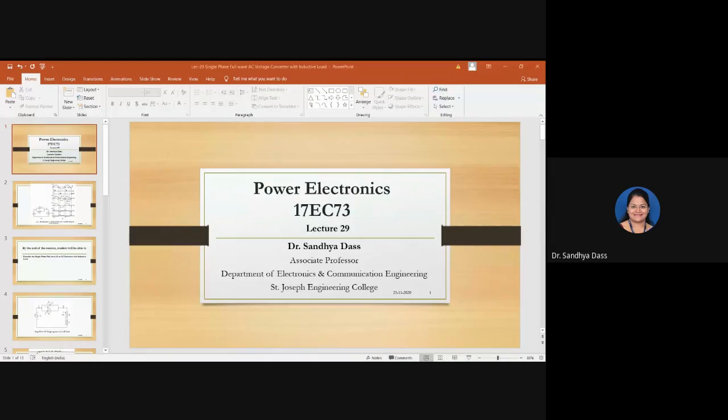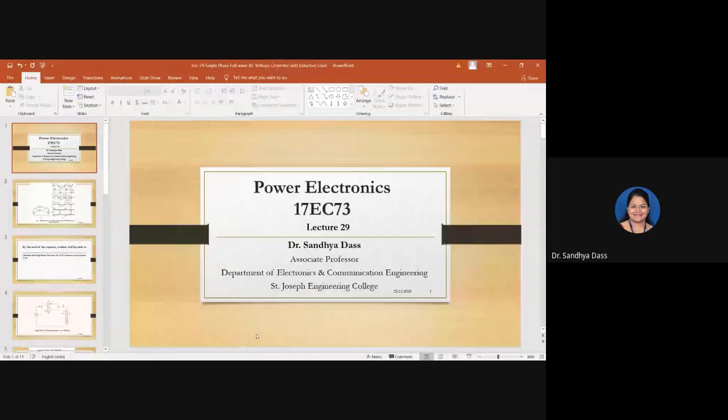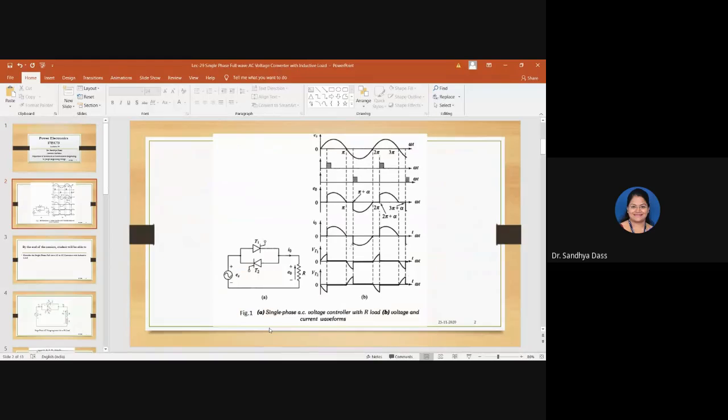Okay, so today's class, welcome to lecture 29. To recall, in the previous session, we had discussed single phase AC voltage controller with R load. To bring to your notice and to remind you, we are discussing the topic of AC to AC converters, right? AC to AC converters, where the power fed to the load is an AC signal.